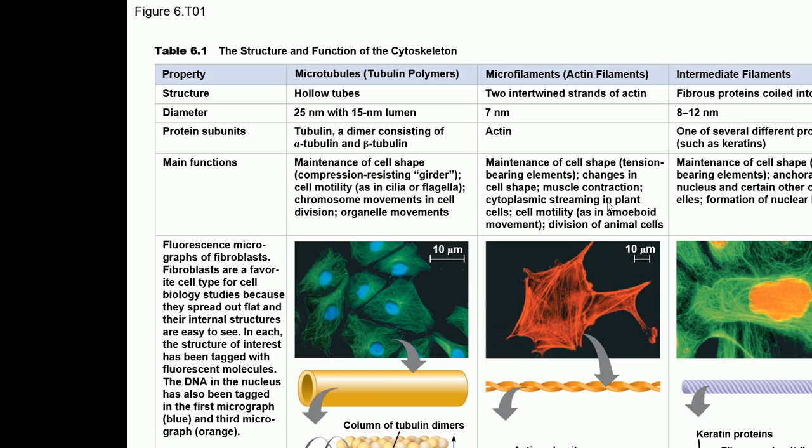Then the last one is intermediate filaments. Their diameter is in between, and they are basically fibrous proteins coiled into cables. So they are like this, fibrous proteins which are coiled into cables.